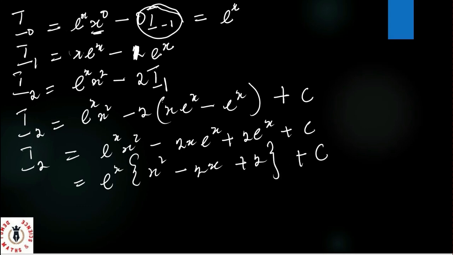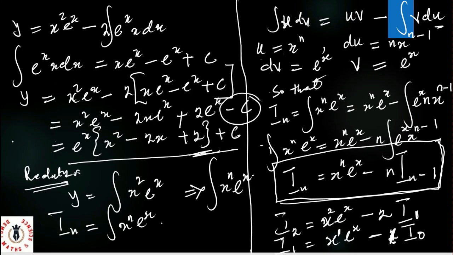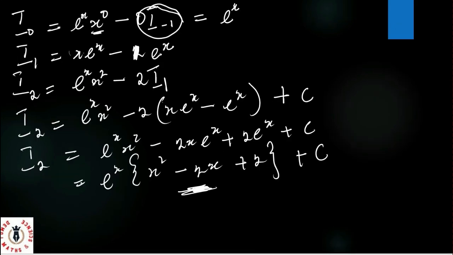Now, if you compare this with what we've done initially, with our integration by parts, you see it's just the same thing. Let's compare both answers. Yes, e raised to power x into x squared minus 2x plus 2 plus c. That's the same thing I've gotten here.